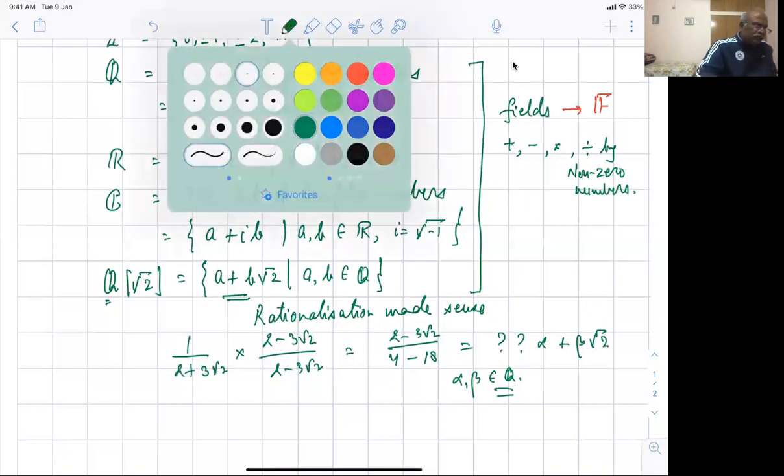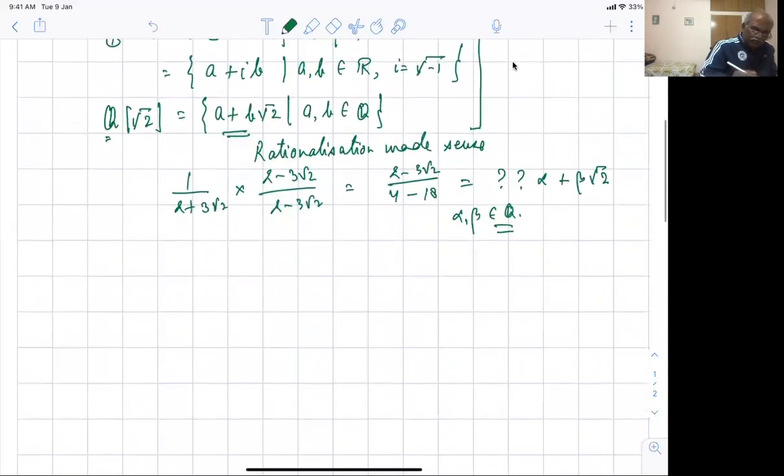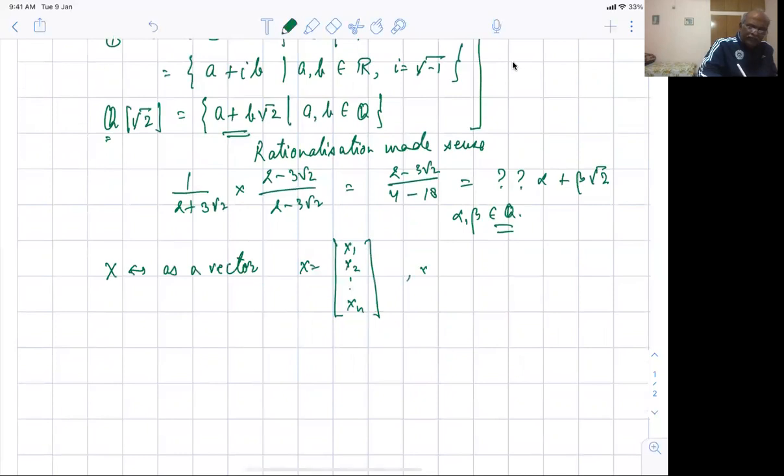Fine. Then the other thing that I would like you to understand is whenever I write x as a vector, x will always look like x1, x2, up to xn, and these xi will be from F, for 1 less than or equal to i less than or equal to n. So all of them are what are called column vectors.